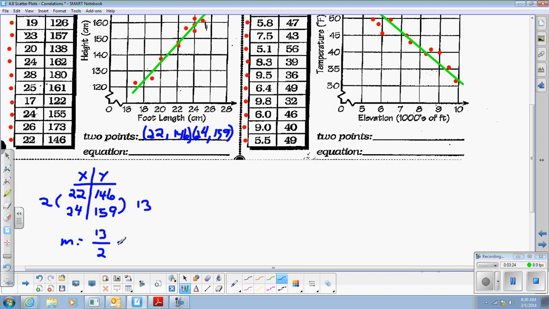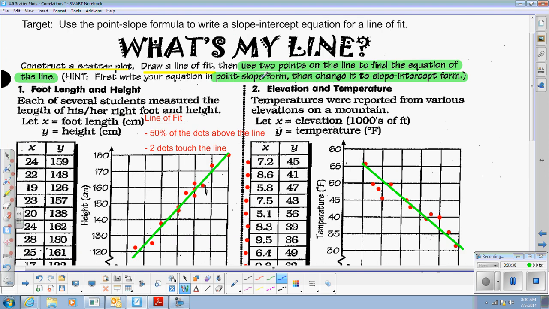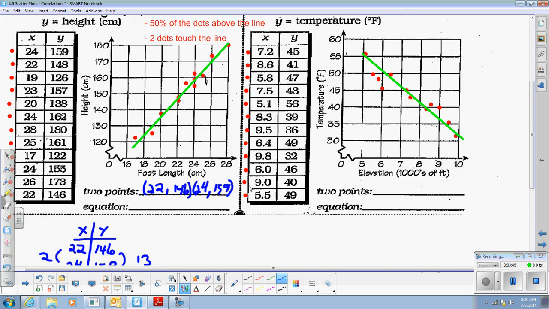So I can actually simplify that. If I do 13 divided by 2, it's 7.5. Since that divides out very nicely, we'll use 7.5 as our slope. Now, I highlighted: use 2 points on a line to find the equation of the line. So we just found the slope. Since we know the point slope formula, and we've worked with it before, we're going to use the point slope form and change it into slope intercept form.